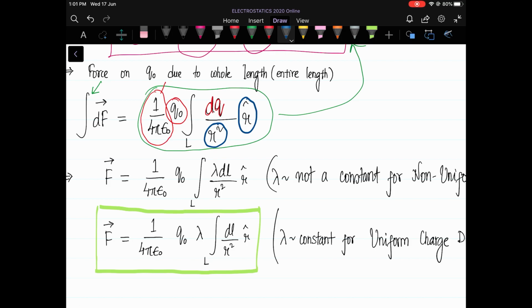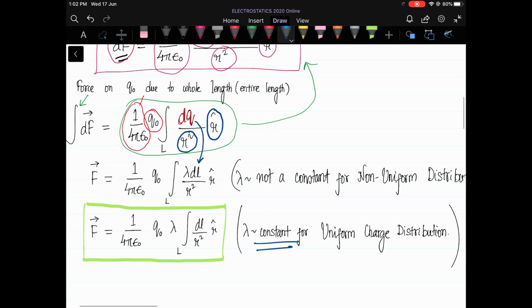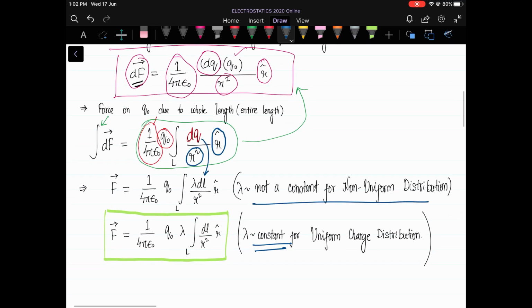Now you have seen, in place of your dq, what we can do is write lambda times dl, and as I told you, we are talking about a uniform distribution, because of which your lambda is going to be a constant. If it was a non-uniform distribution, this lambda would not be a constant.